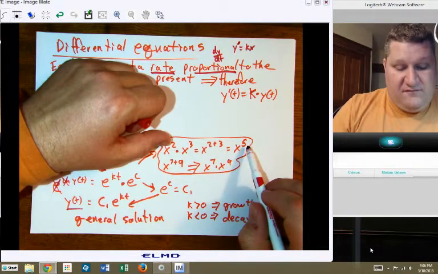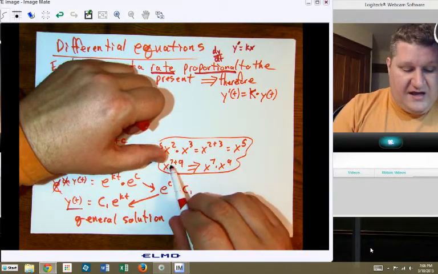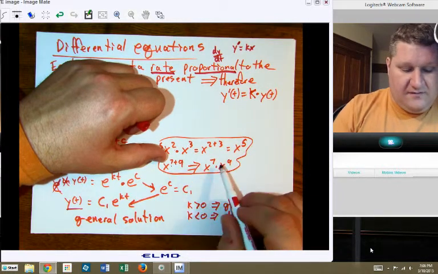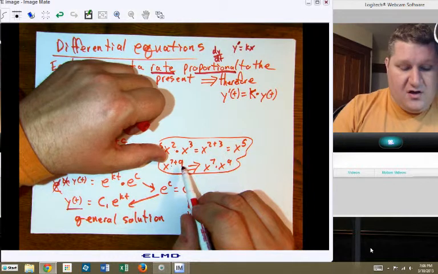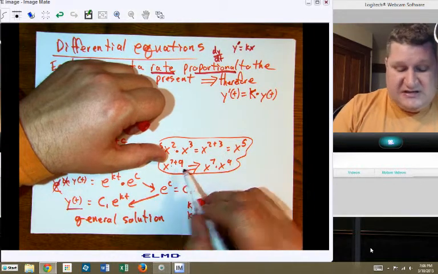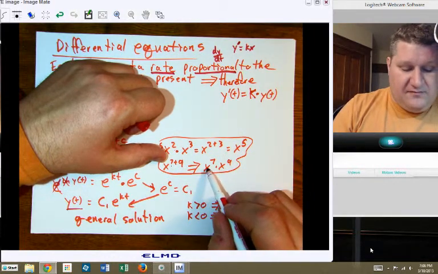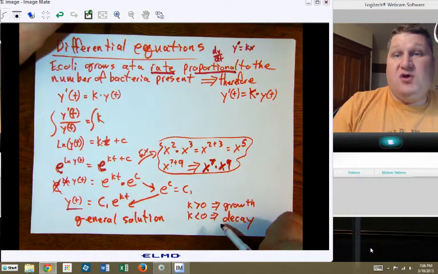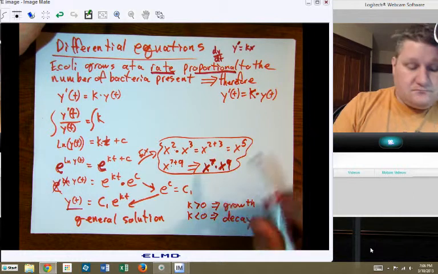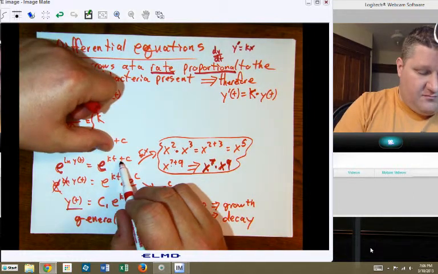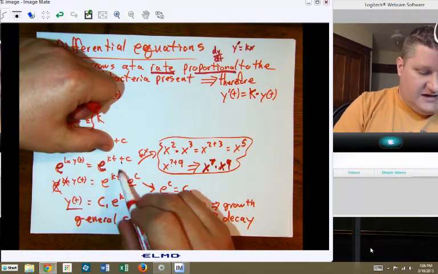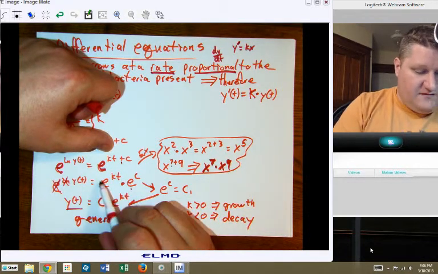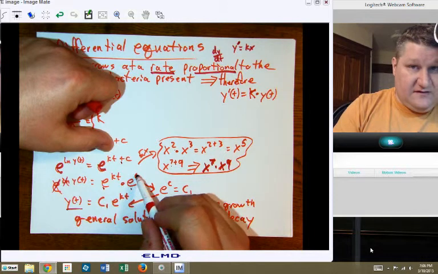Well, I can also reverse it. If I have 7 plus 9 up here, that's the same thing as x to the 16th, and that would be the same thing as saying x to the 7th times x to the 9th. Using that information, if I have a plus here, I can turn it into two bases with a times between them. So I have e to the kt times e to the c.